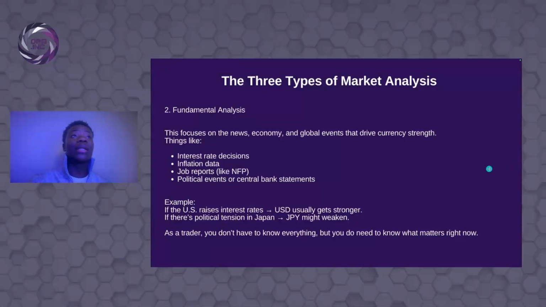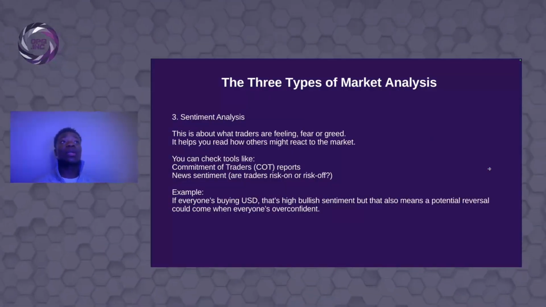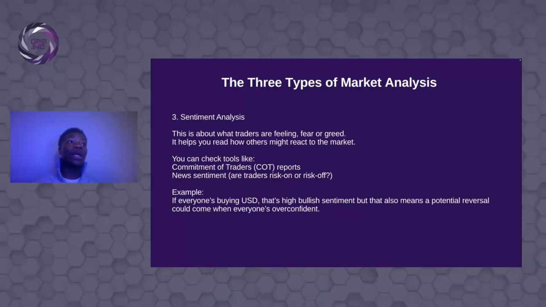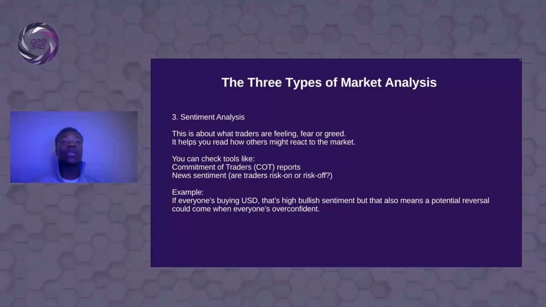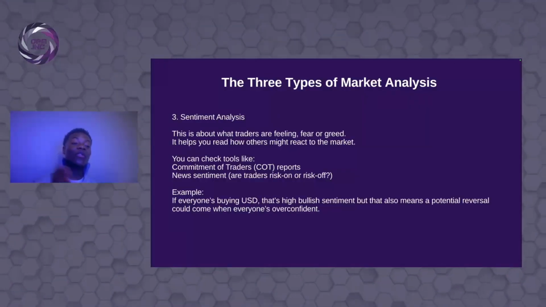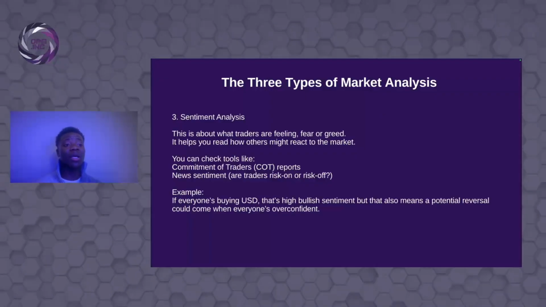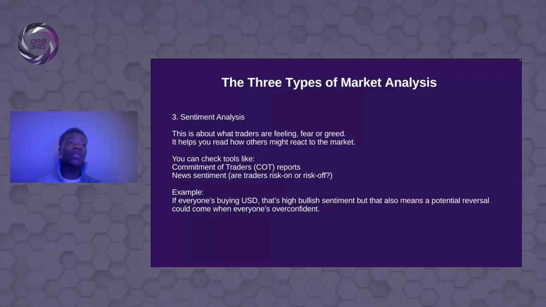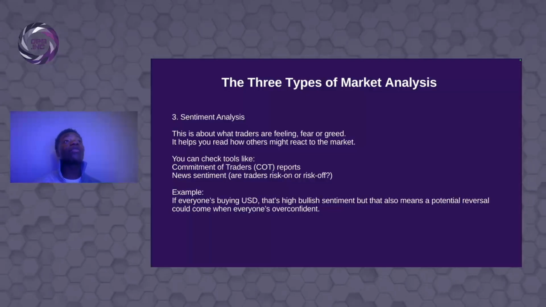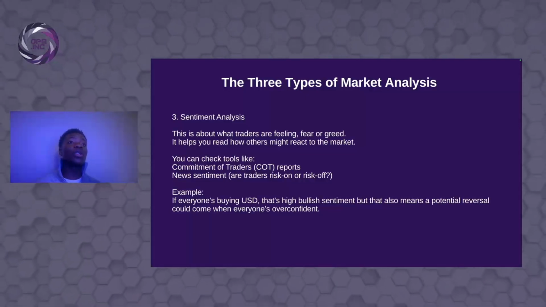So the last type of analysis we have is sentimental analysis. Sentimental analysis is about what traders are feeling, fear or greed. There's something called the fear and greed index, which you can look up on the internet, and it shows you what the fear and greed index is on certain assets or currency pairs. So that's also a good way to identify sentiment. You can check tools like Commitment of Traders, the COT reports.